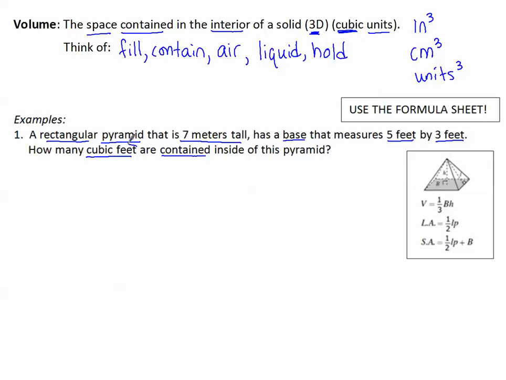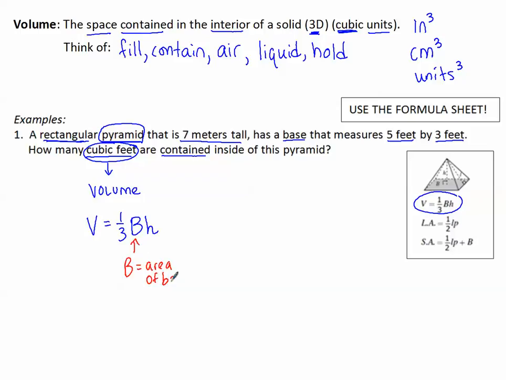So first of all, I see cubic feet. That tells me right away that I'm looking for volume. Rectangular pyramid. So pyramid tells me to look at the formula on my formula sheet for this figure, and volume is what I want. So I'm going to write the formula for the volume, 1/3 capital B times H. Remember that the capital B means the area of the base. And if you look at your formula sheet, that is written down in the bottom portion where the abbreviations are listed.